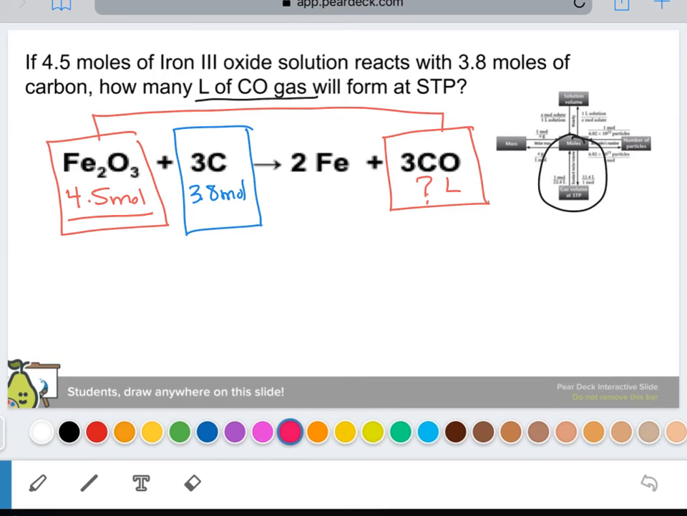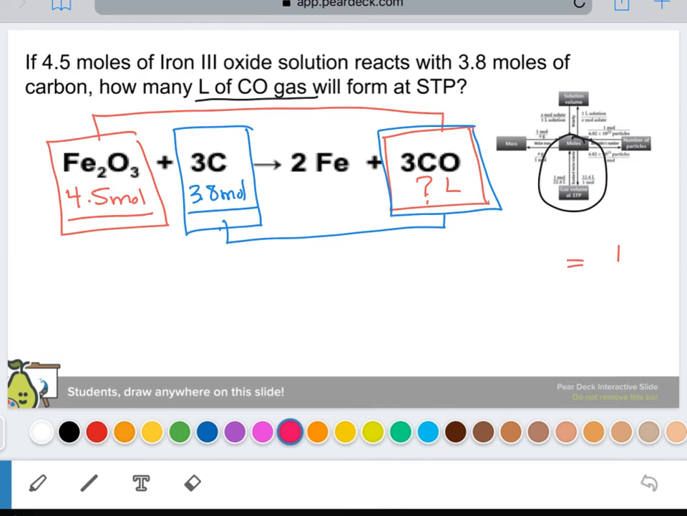And I'm going to go to moles first and then convert. And here is my second problem. I'm going to say, well, if I use up all of my carbon, how many moles of carbon monoxide am I going to make? So this is a limiting reactant problem, and I'm going to start with the red problem first. Okay, so here I go.